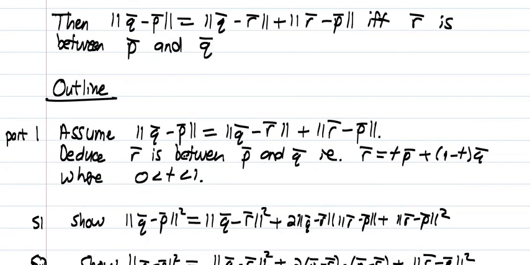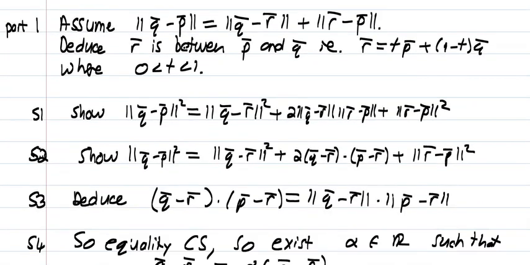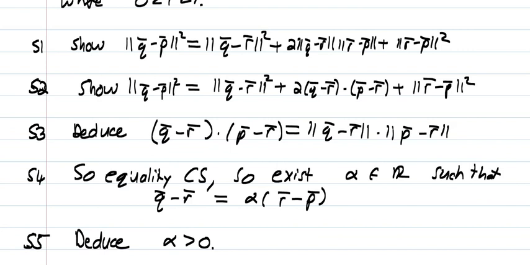Now to do this, you have to do a couple of steps. The first step is you've got to show that the norm of Q minus P squared is equal to the norm of Q minus R squared plus 2 times the norm of Q minus R times the norm of R minus P plus the norm of R minus P squared. So give it a go.